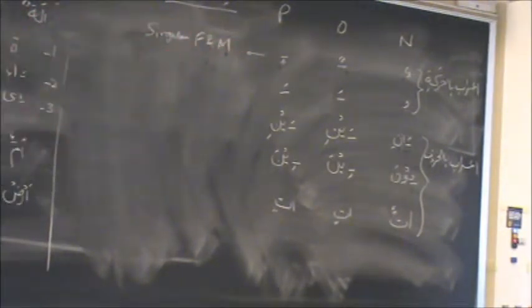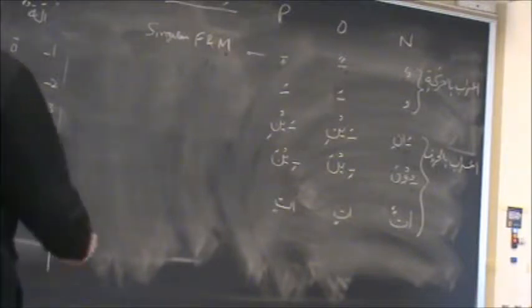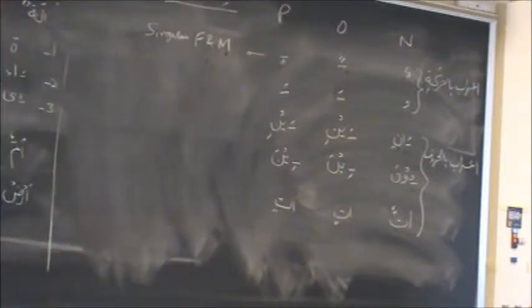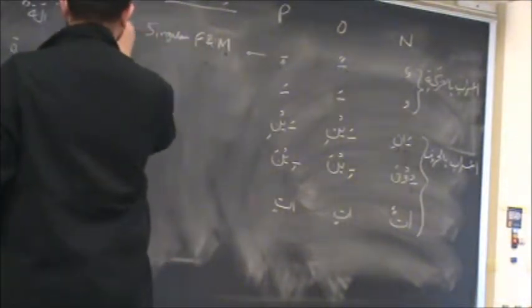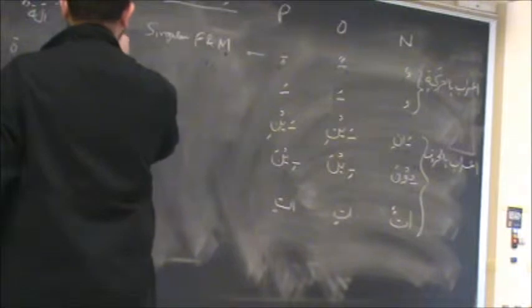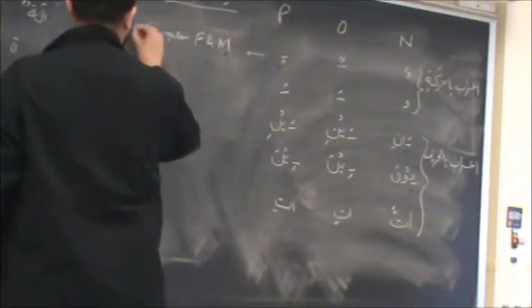Broken plurals, exactly. Like for example, kutubun. Here, you see? Kutubun is plural, but it can have this i'rab, and it can be from the first category. So, I would say broken plural can also have this.